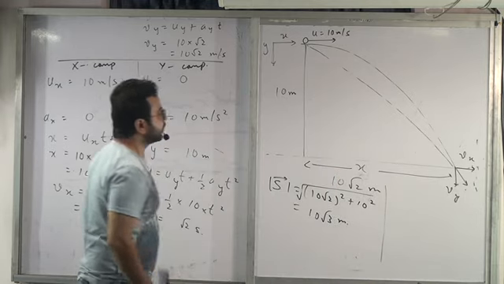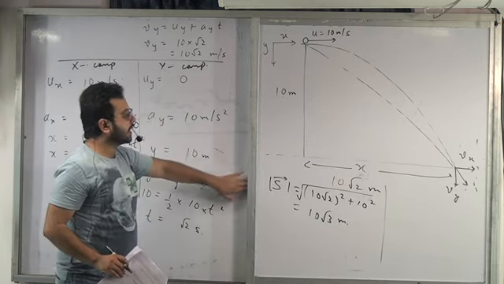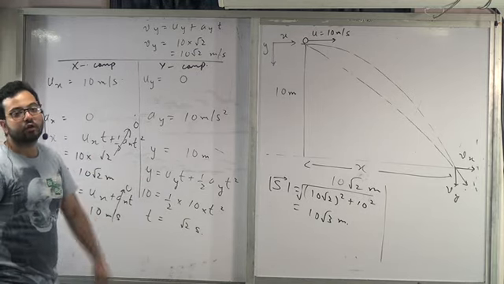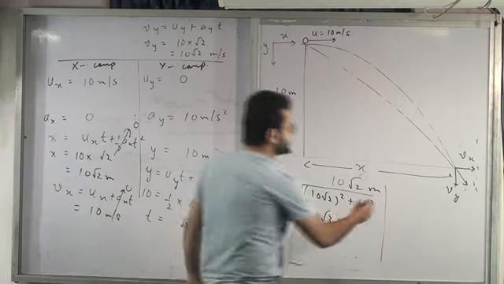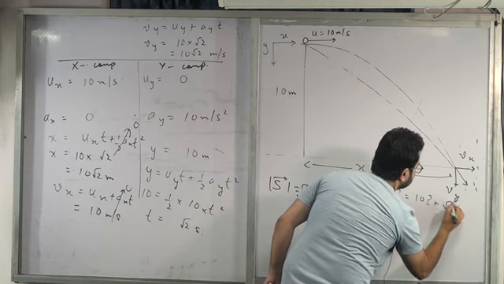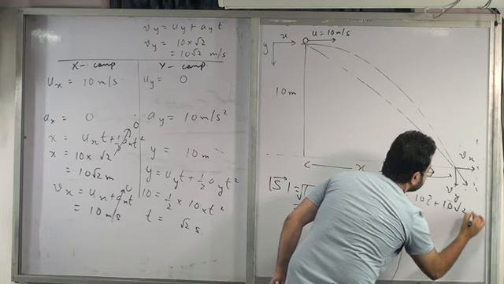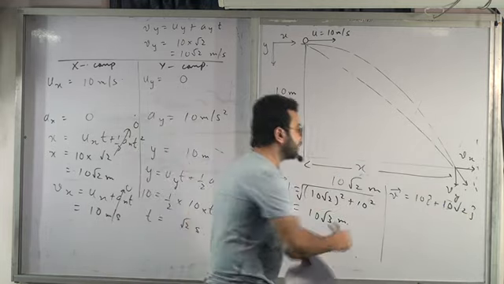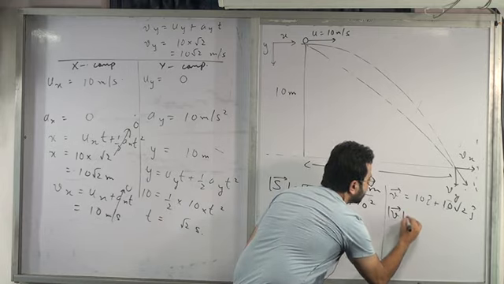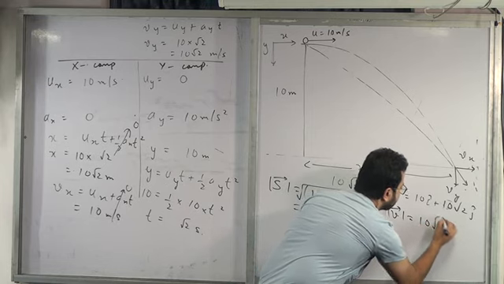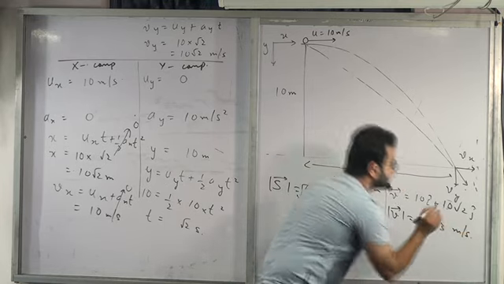Now how can I write the velocity? The velocity will be 10 i cap plus 10 root 2 j cap. Alright. Now if the speed is required, the magnitude of velocity will be equal to what? 10 square plus (10 root 2) square, again how much? 10 root 3 meter per second.